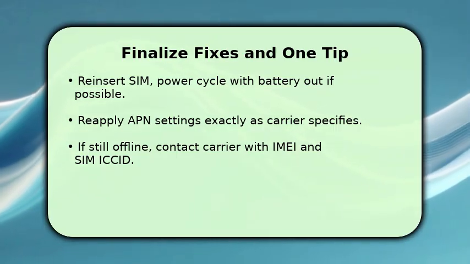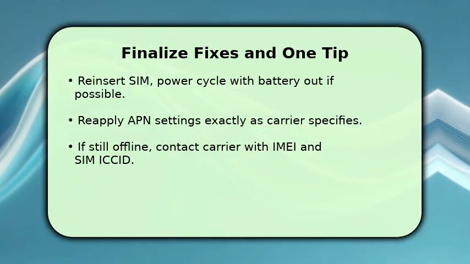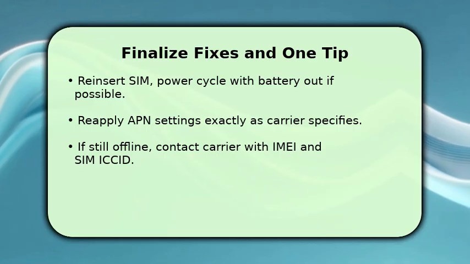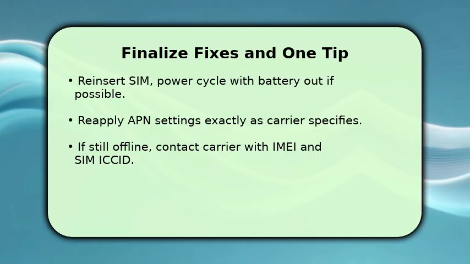Re-enter the carrier's APN details precisely. Incorrect values prevent data and sometimes registration. Once done, verify signal bars and make a test call. If you remain offline, contact your carrier and provide IMEI and SIM ICCID so they can check provisioning.